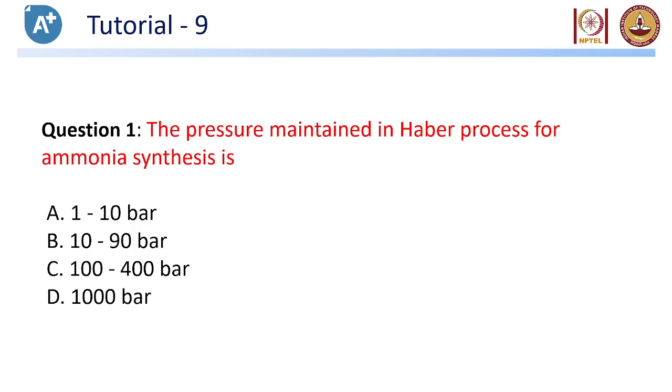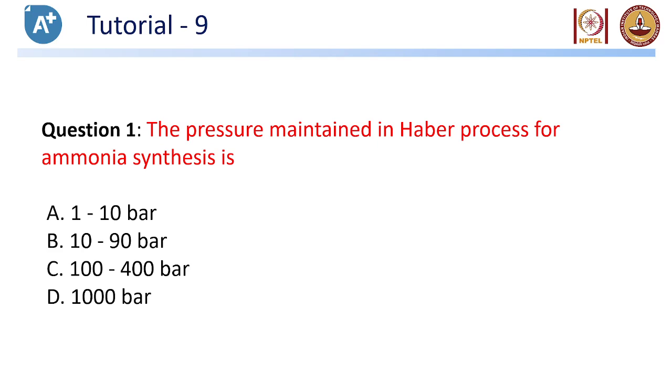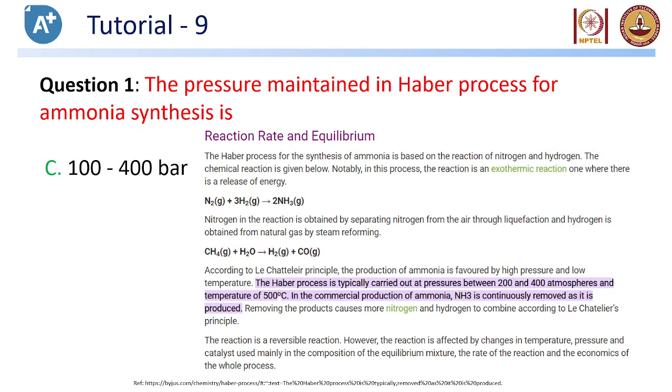Can you answer this? What are the typical operating pressures of Haber's process? It's typically about 200 atmospheres. Okay, so the answer is C for us. It's between 100 to 400 bar.